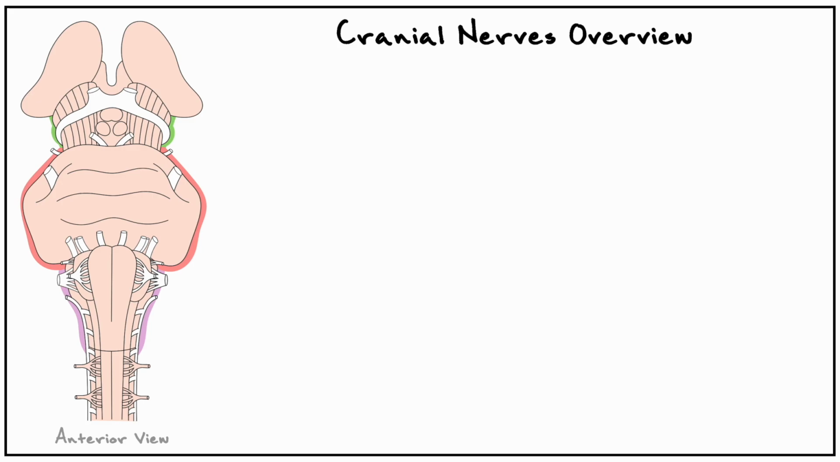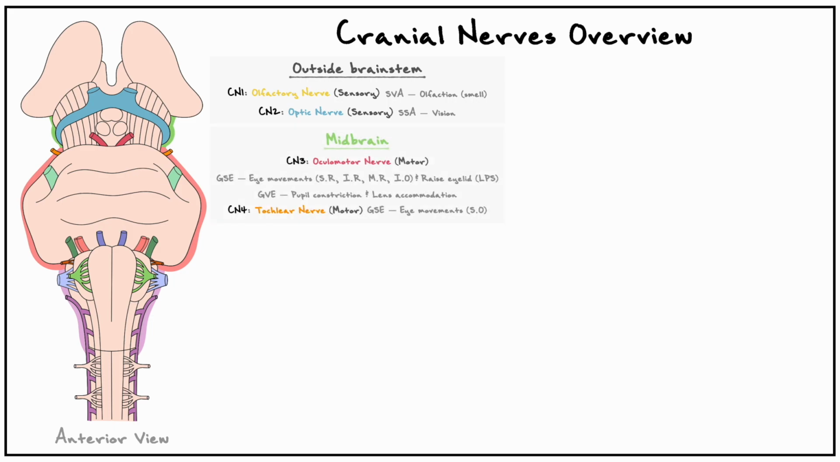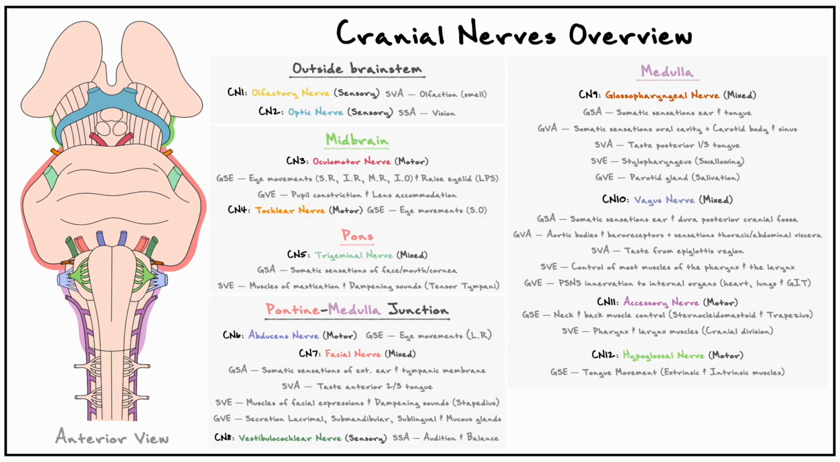The way I have decided to organize this overview is to separate the cranial nerves based on the region they leave from in the inferior view. Accordingly, the first region is outside of the brainstem, which contains the first two cranial nerves we have covered. Then we move into the midbrain where cranial nerves 3 and 4 exit. Technically, cranial nerve 3 exits at the midbrain-pons junction, but to say it leaves at the midbrain is good enough for us. In the pons, the only cranial nerve to exit at this level is cranial nerve 5, and at the pontine-medulla junction, there are 3 nerves, cranial nerves 6 to 8, that leave. Finally, the 4 remaining nerves exit from the medulla.